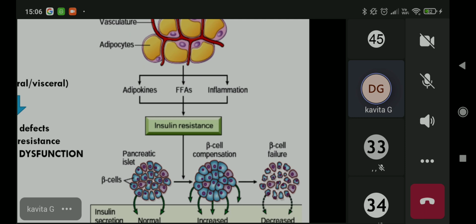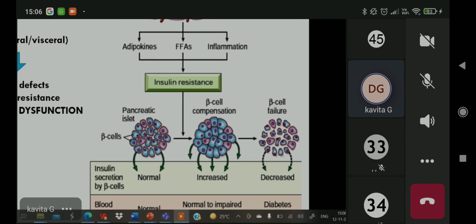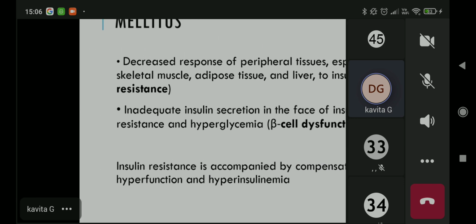Now, the net result of all of this is an insulin resistance. Over here, you can see in this chart very nicely how the beta cells have started compensating, and ultimately they say enough is enough. We can't do more than this, and they start decreasing in number. So there are metabolic defects, insulin resistance, and general beta cell dysfunction.